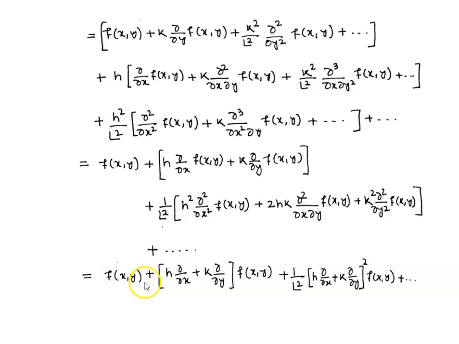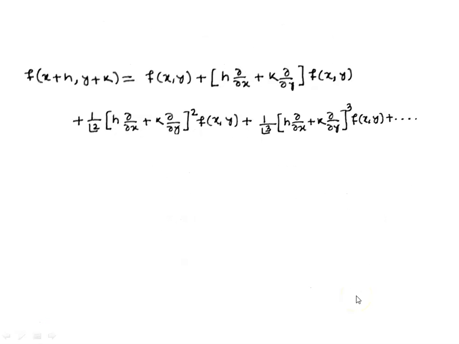with us f(x,y) plus, here the second term is (h ∂/∂x + k ∂/∂y) f(x,y) plus 1 by factorial 2. This term can be seen as (h ∂/∂x + k ∂/∂y)² f(x,y). If we take f(x,y) common, then this term h² ∂²/∂x² + 2hk ∂²/∂x∂y + k² ∂²/∂y² is nothing but (h ∂/∂x + k ∂/∂y)². So we have this term.